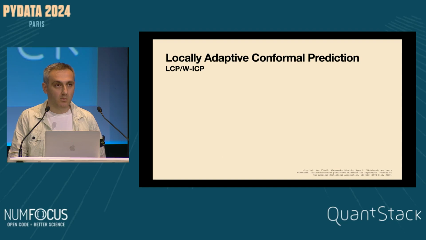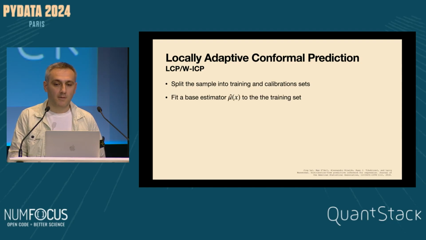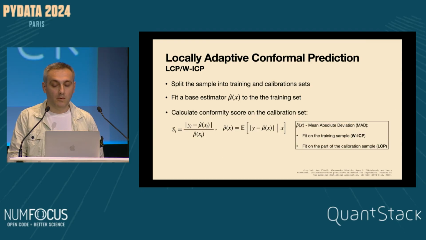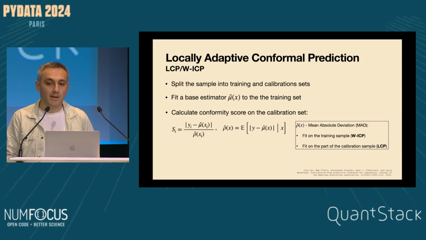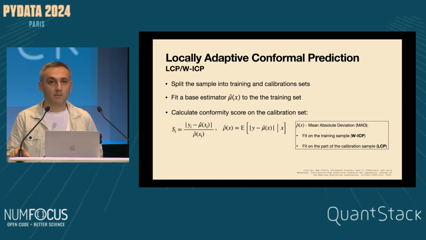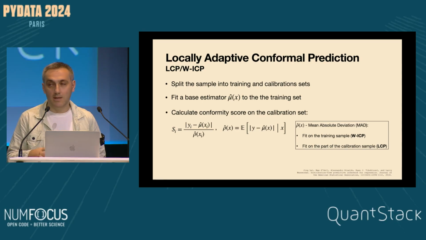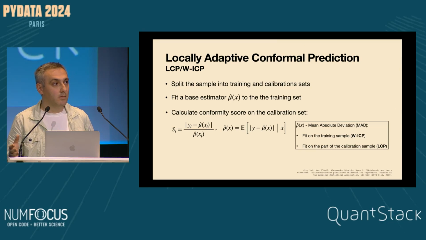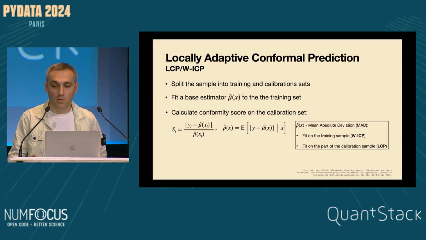The next one that we will review is called locally adaptive conformal prediction. We start again with splitting and fitting the Bayes estimator, up to us which one it is. Then we compute the conformity score using this formula. Basically it is a residual divided by rho, where rho stands for mean absolute deviation. We have to train rho as a standalone model. If we train rho on the same training sample, let's call that approach weighted ICP, or weighted inductive conformal prediction. And if we fit it on a part of the calibration sample, let's call that approach LCP, local conformal prediction.